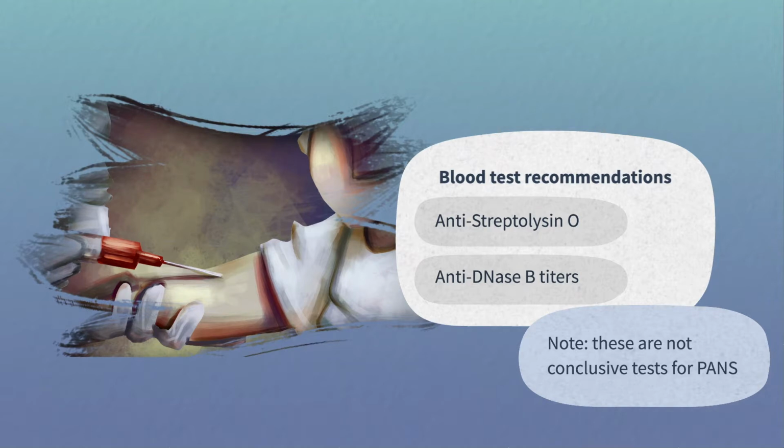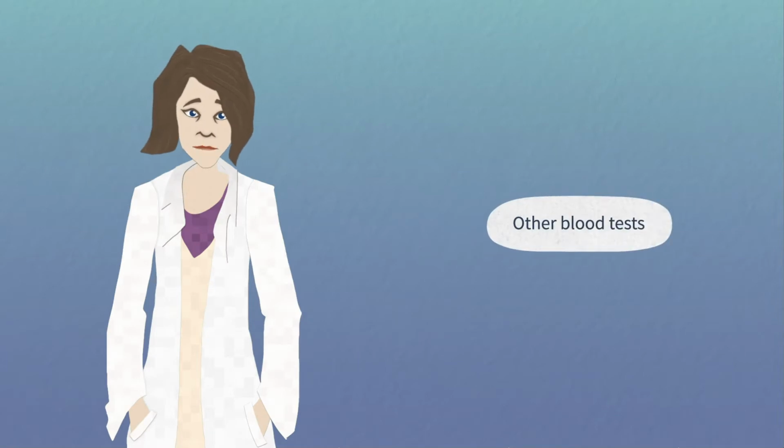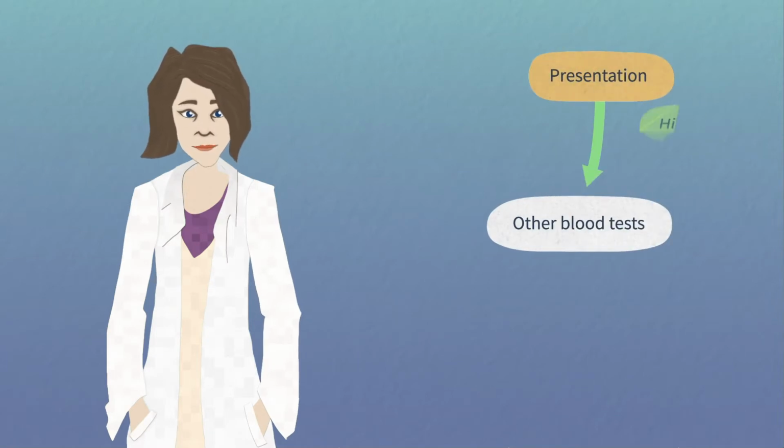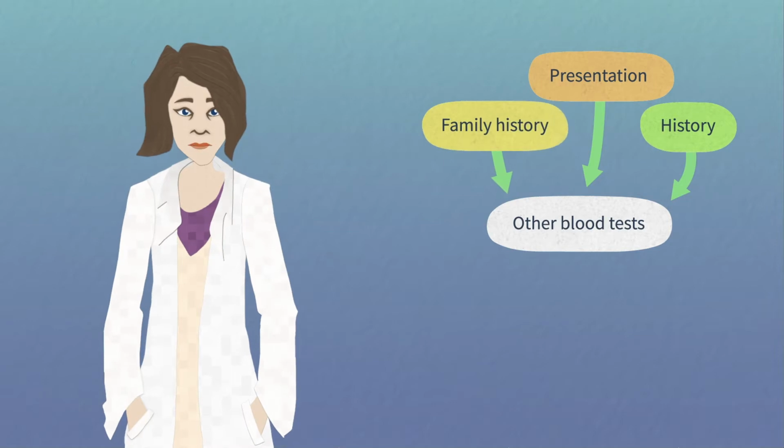If Darius's strep culture is positive, we do not need to check strep antibody titers. If we have missed the opportunity to culture for strep, then checking the titers could be informative. The choice of other blood tests depends on presentation, history, and family history.